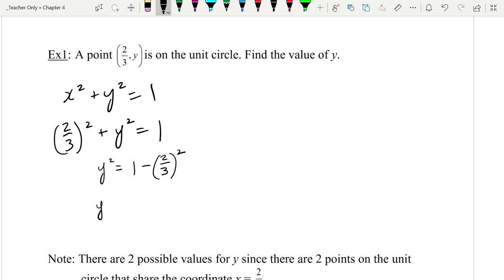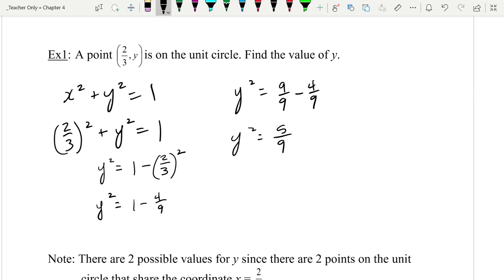Okay, so how do you square a fraction? Well, you just do top times top, bottom times bottom, so that's going to be 4/9. So y squared would equal 9/9 minus 4/9, right? Because remember, when you subtract fractions, you have to have a common denominator, and 1 is definitely 9/9. So y squared would equal 5/9.